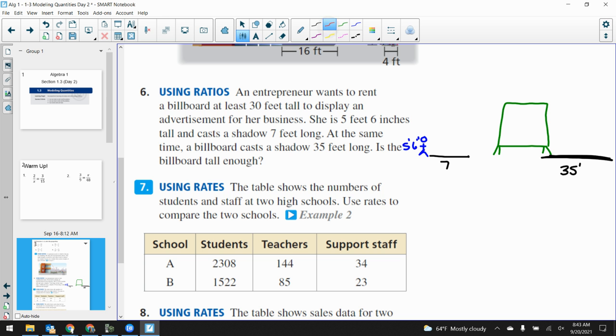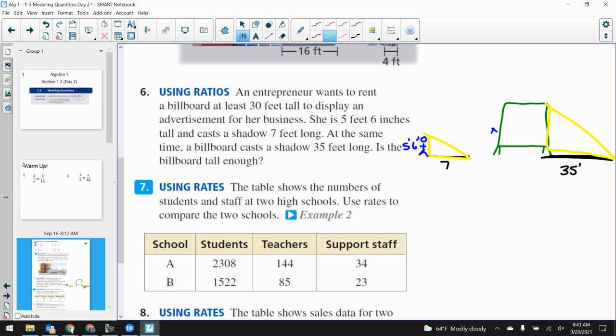We want to know she needs a billboard at least 30 feet tall to do her display. Right? Needs to be 30 feet off the ground. I guess that's what we're looking at here. Now, is that billboard tall enough? That's what we're looking for here. There's my X. So if I'm thinking about these two triangles, everybody see the two triangles that we've created here?